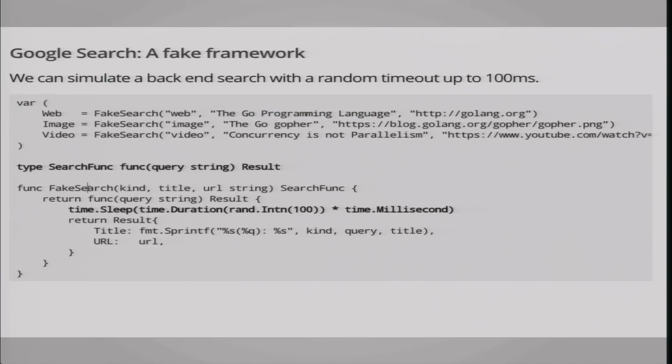And this fake search function, here's the 3 parameters: kind, title, and URL, all strings. It returns a search func. Search func is just a type I declared here. It is itself a function from queries to results.